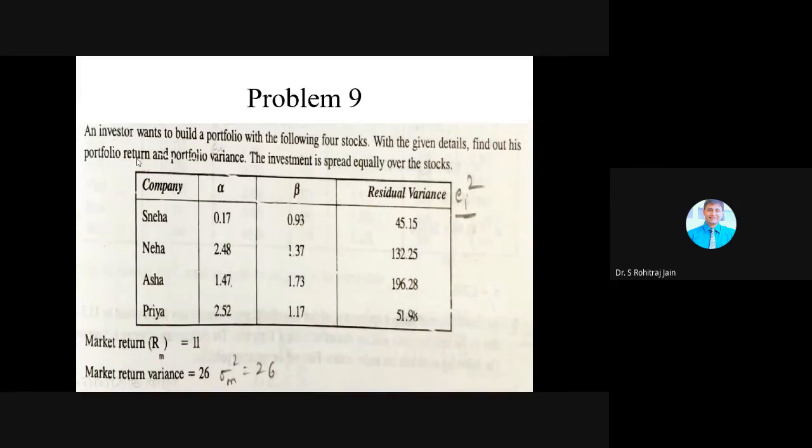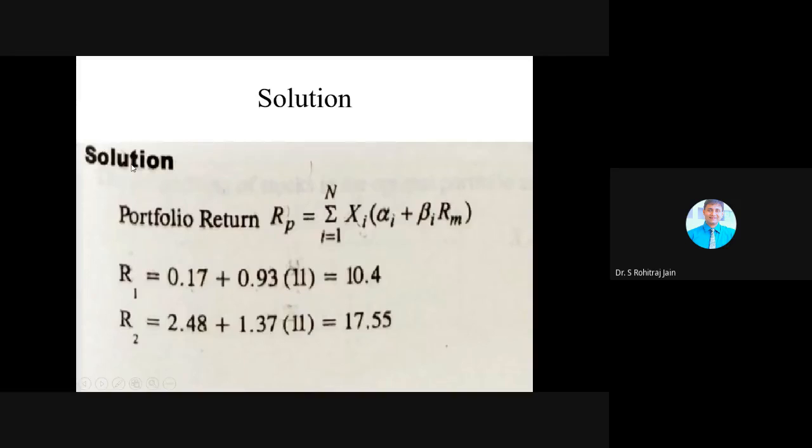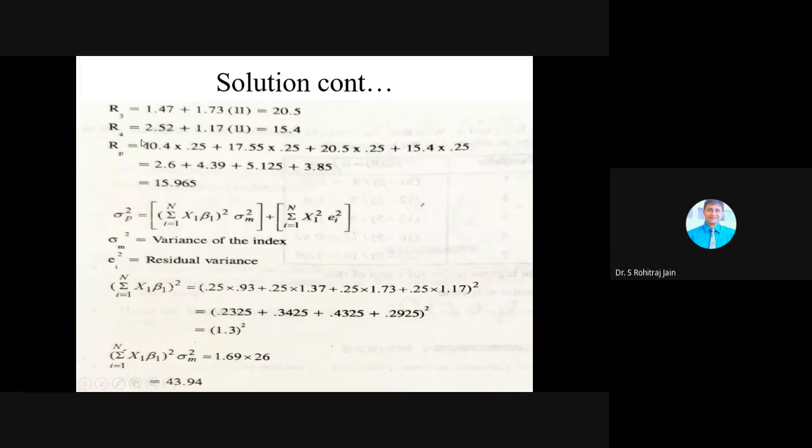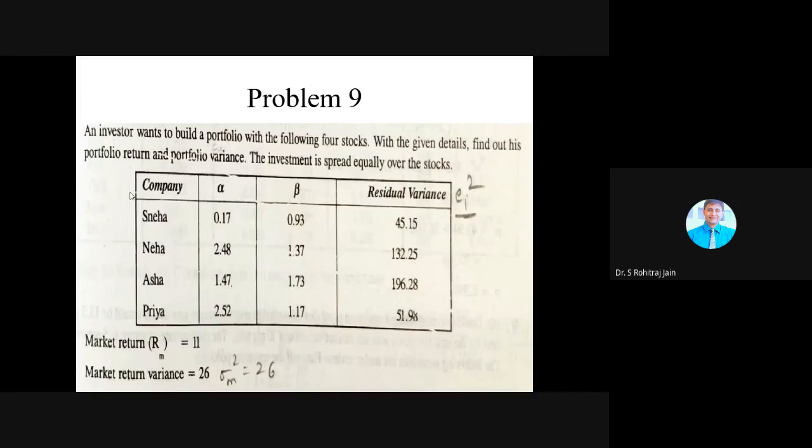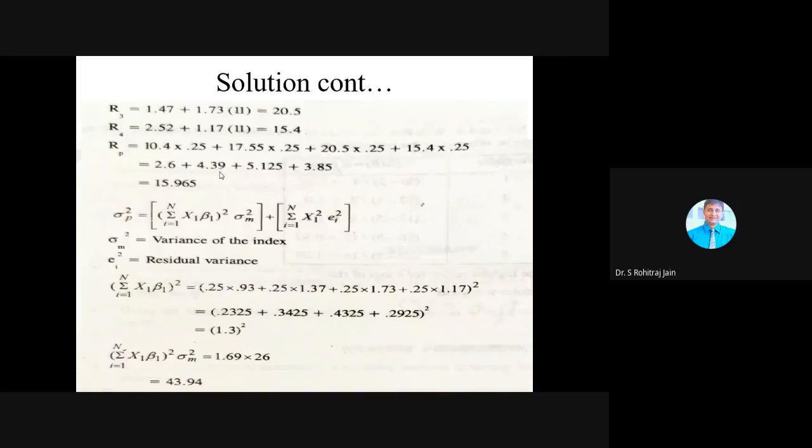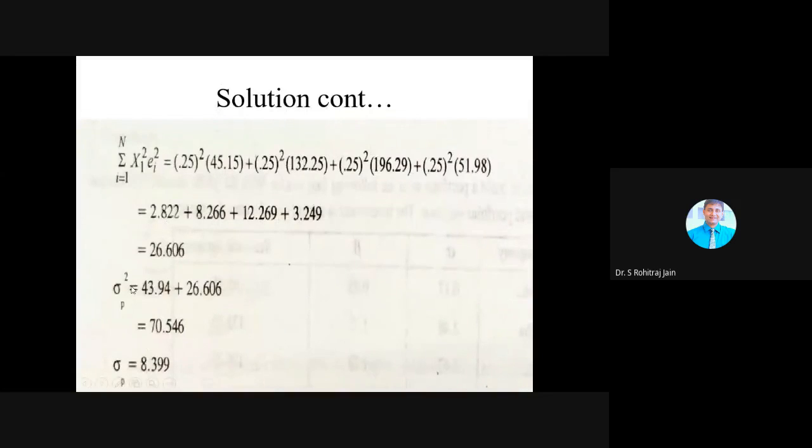So what they have asked me in the question to calculate, students, first see here, all of you, they have asked me to calculate the portfolio return. Have we calculated the portfolio return? See here, RP is the portfolio return. We got 15.965. Then what they have asked me to calculate, see the question here, portfolio variance. How do I symbolically write portfolio variance? Sigma P square, right? We have calculated sigma P square, and we got the value to be equal to 70.546.